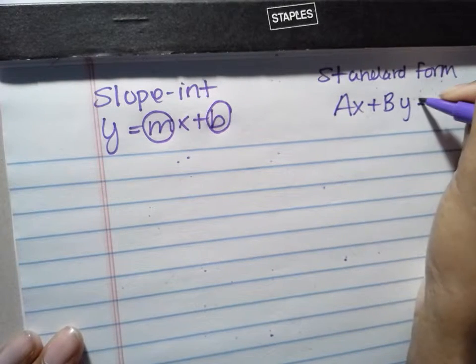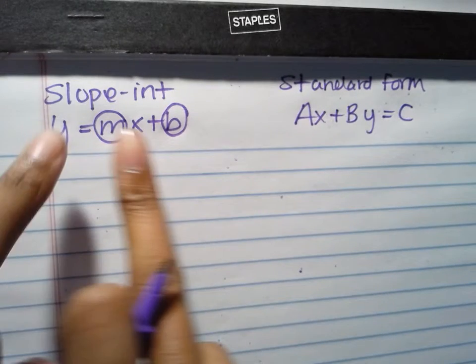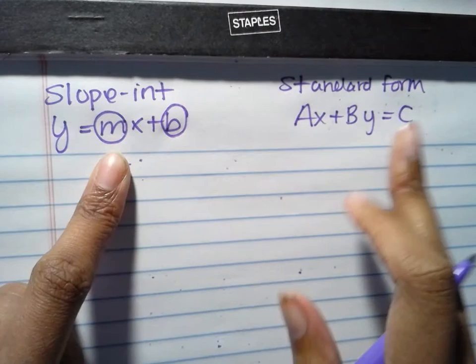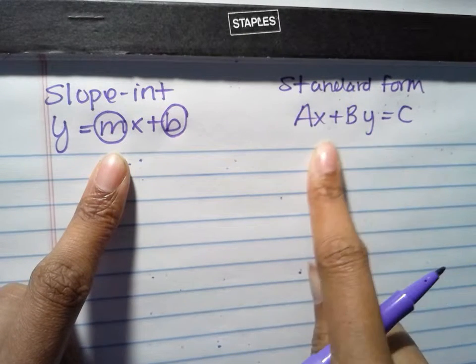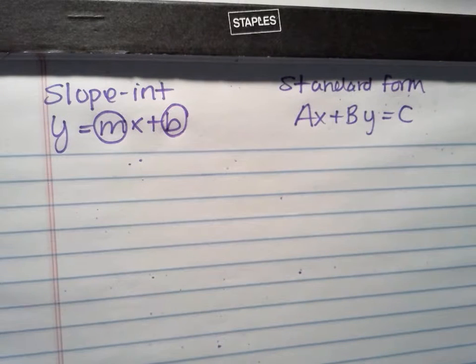Comparing it to slope-intercept, x and y are together on one side of the equal sign and numbers on the other side. So we'll go over examples on that.